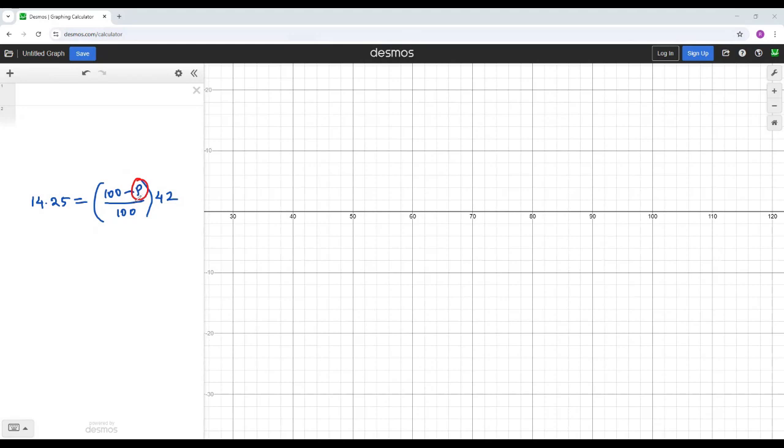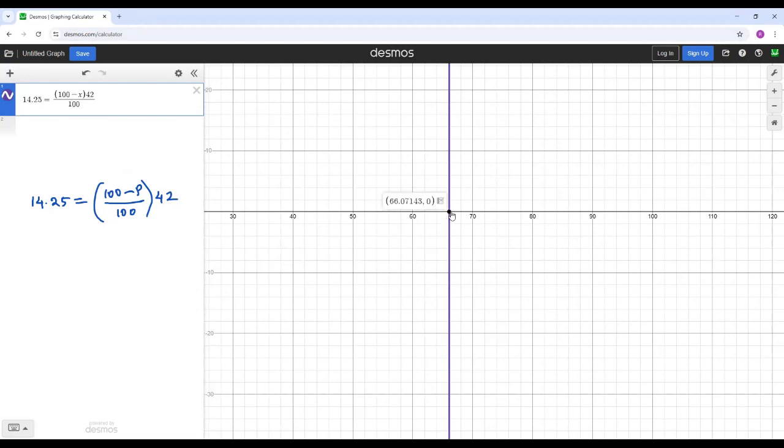If I use x at the place of p, then I have to consider the x-intercept of the graph to get the solution. In case I use y at the place of p, I have to consider the y-intercept of the graph to get the solution. Okay, now let me give this equation as input over here, that is 14.25 equals to 100 negative, instead of p, I am taking x times 42 divided by 100. Okay, here I got the graph of the given equation.